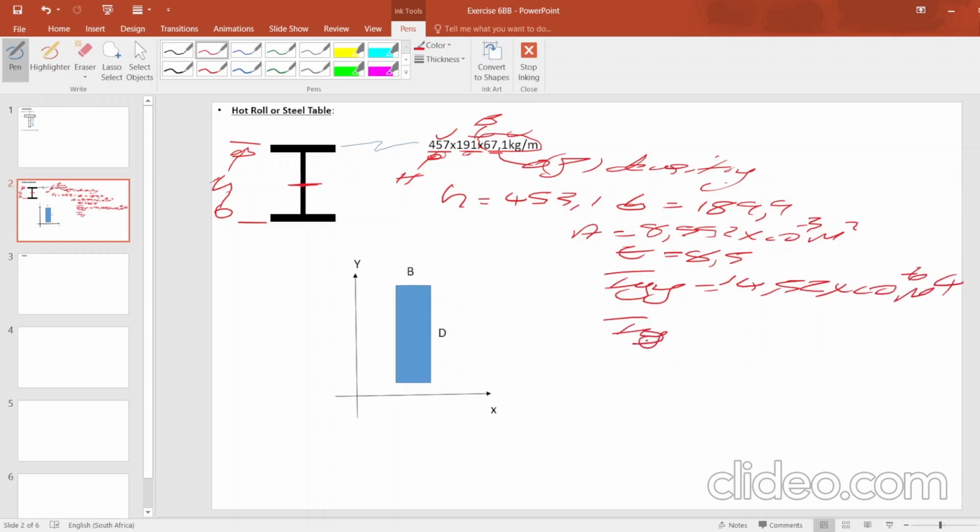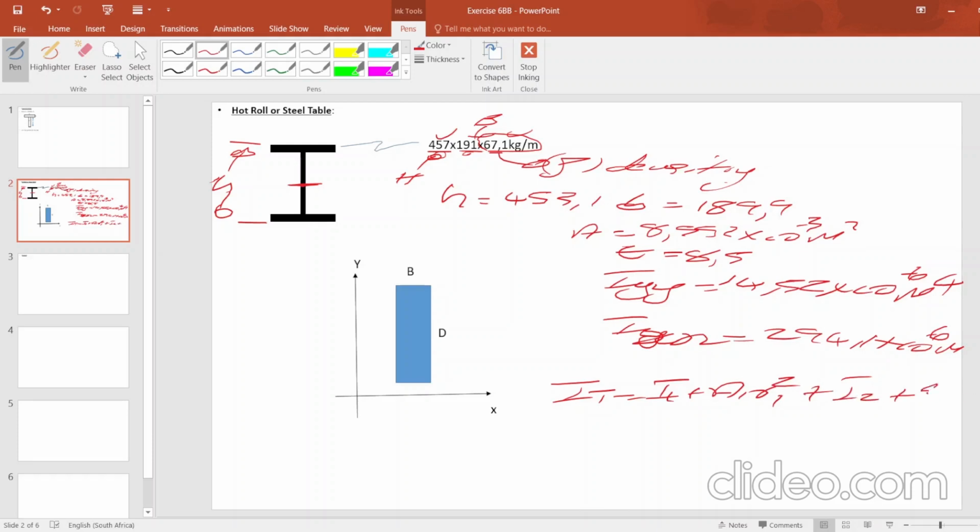We are given the IXX. The IXX is given as 294.1 times 10 to the power negative 6. Now, when we are calculating, let's say we are having the compounded beam, or even this one, they want us to calculate the total moment of inertia, IT. Now we know that the parallel axis formula is I1 plus area 1 R1 squared, plus I2 plus area 2 R2 squared.